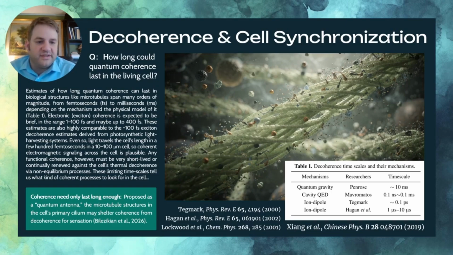that is coherence loss. So excitonic, that is electronic coherence, coherence of electronic excitations, is expected to be brief, in the range of 1 to 100 femtoseconds, maybe as much as 400 femtoseconds. And these are very comparable estimates to the 100 femtosecond exciton decoherence times that were also proposed in photosynthetic light harvesting systems. Now, is this long enough? Femtoseconds is very short. Even 100 femtoseconds is not a long time.